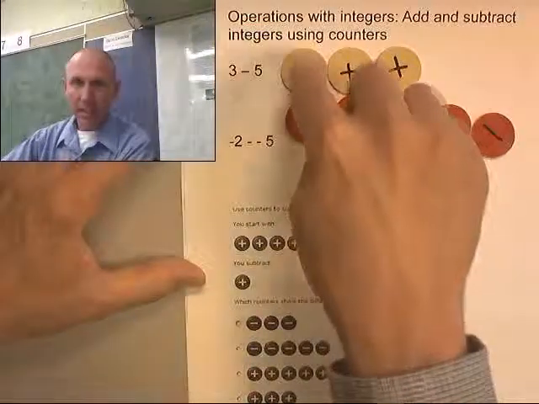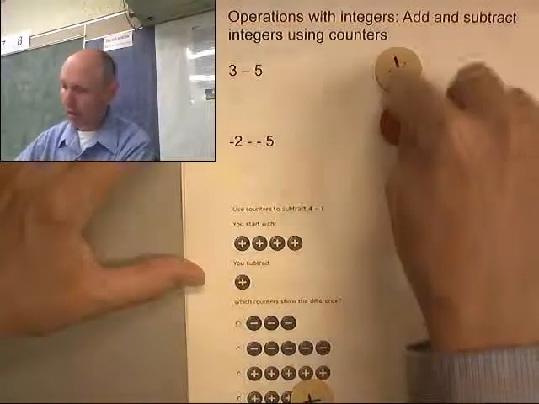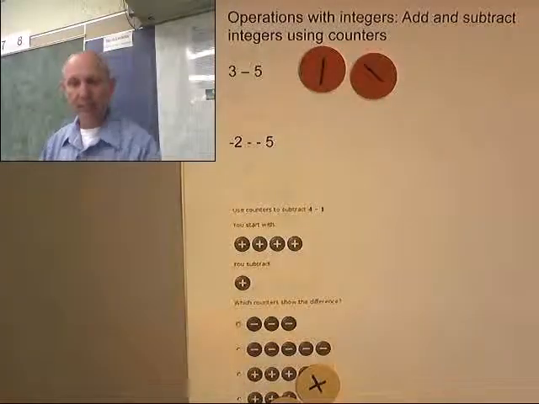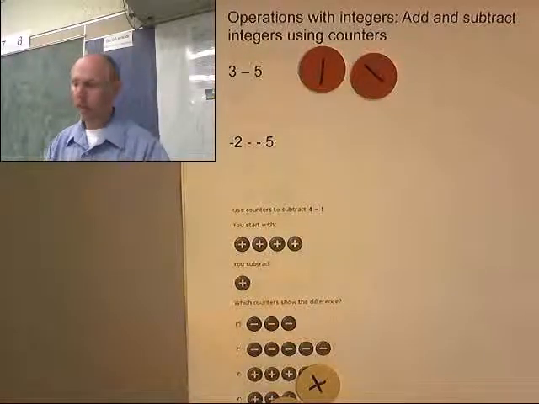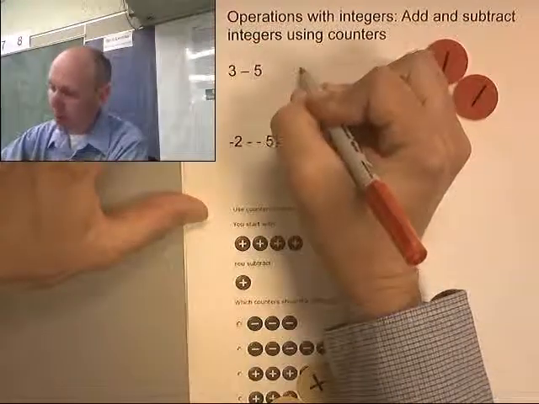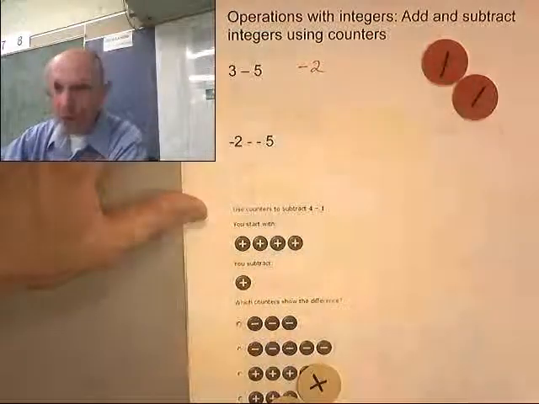A positive and negative cancel each other out, so those guys are gone, these guys are gone, these guys are gone, and what am I left with? I'm left with negative 2. Let's put that down here. I'm left with 2 negatives, or negative 2.